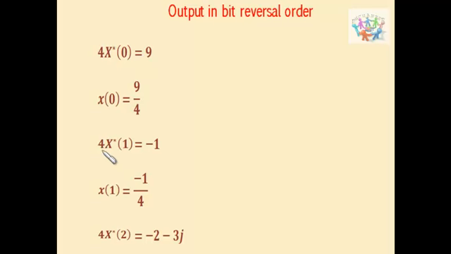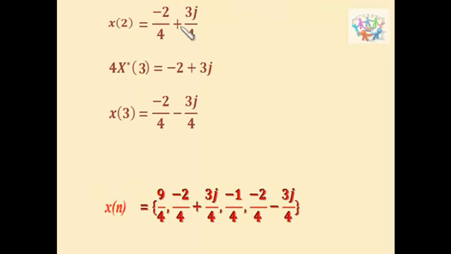Similarly, for x of 1, we'll have 4 into x star of 1 is equal to minus 1, and x of 1 is equal to minus 1 by 4. And for x of 2, we'll have 4 into x star of 2 equals minus 2 minus 3j. Over here, we need to find the complex conjugate. So minus 2 minus 3j will be taken as minus 2 plus 3j, and also the 4 is taken to the denominator for each value.